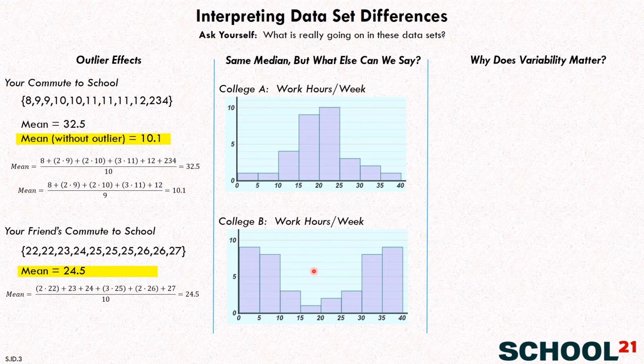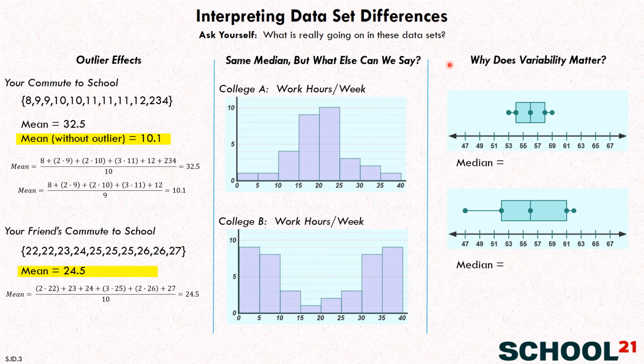Because what's happening at college A is that people are kind of clustered around the middle. So most students work about 15 to 25 or 30 hours per week, right? Right. In college B, hardly anybody works 15 to 25 hours per week in the middle, right? Most people don't work hardly at all, or they work a whole lot. So in college B, there's a whole bunch of students who are working and a whole bunch of students who aren't working very much. And that might be a very different kind of a campus life, right, than college A, where most people are working about the same amount. And that's why we have to make sure to pay attention to what else is going on just besides the median.